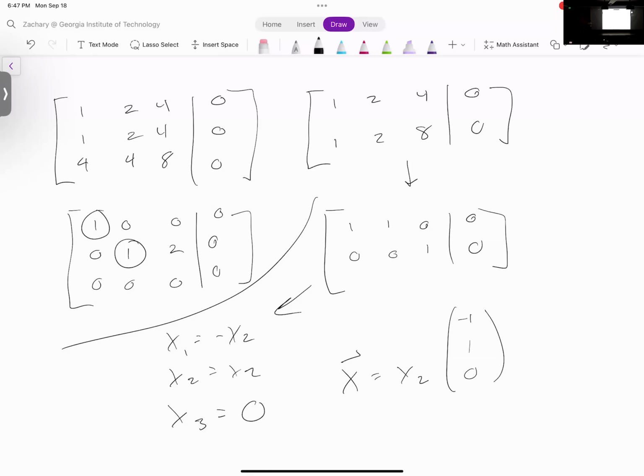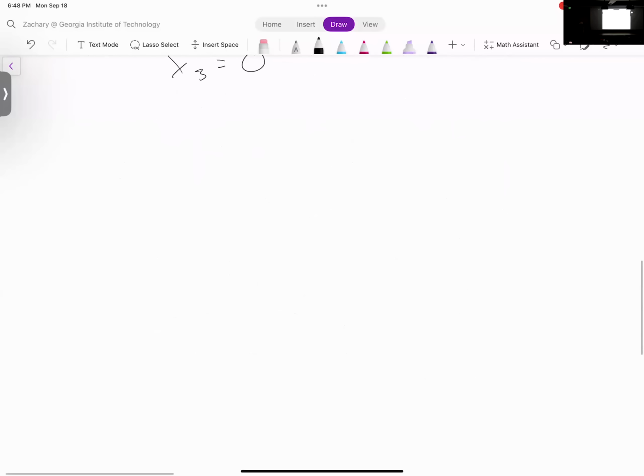Can you explain the difference between the span and solution set? Yes. So it all boils down to the context, essentially. So the question was the difference between span and solution set. I've talked about how to find them and how the shape differs.